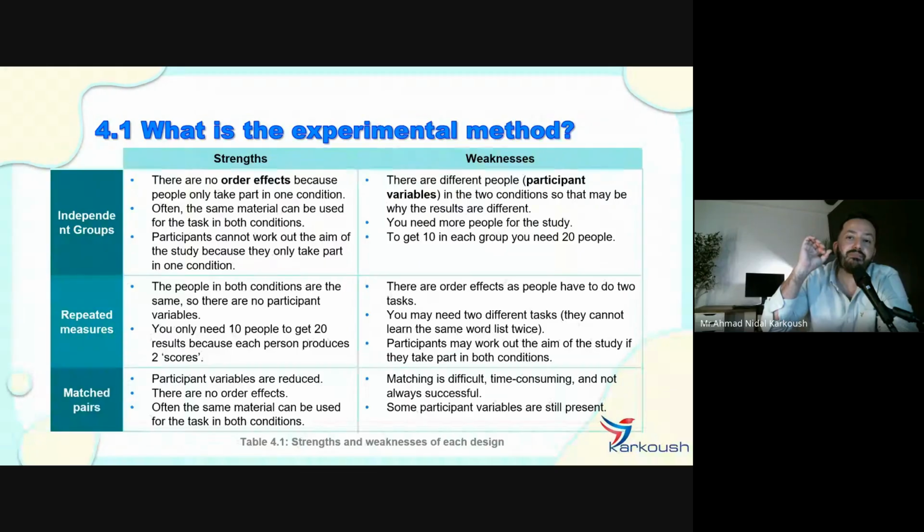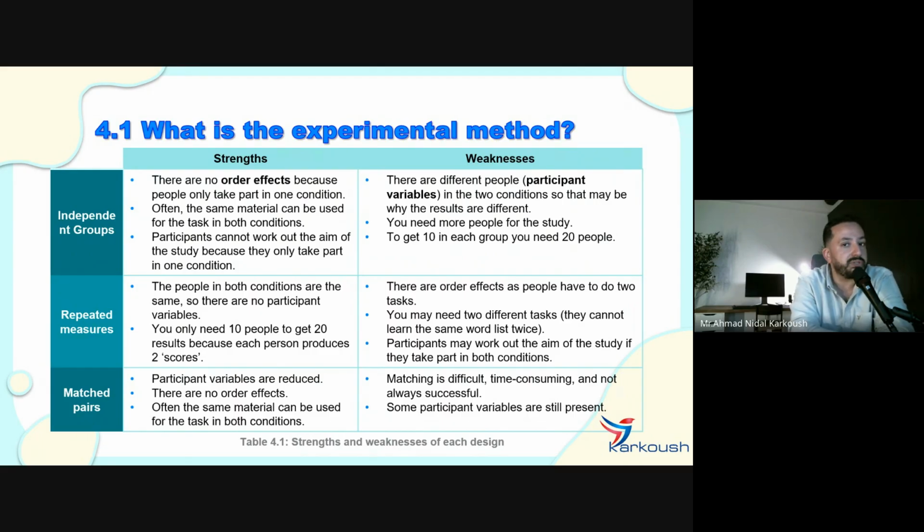So how many good things about the independent groups, the strengths, do we have? 3. Do I need to know them? Yes. Do I get them in the exam? Yes. They will ask you for the 2 strengths and 1 weakness of using independent groups, and you have to know them. Now the weaknesses, there are different people.